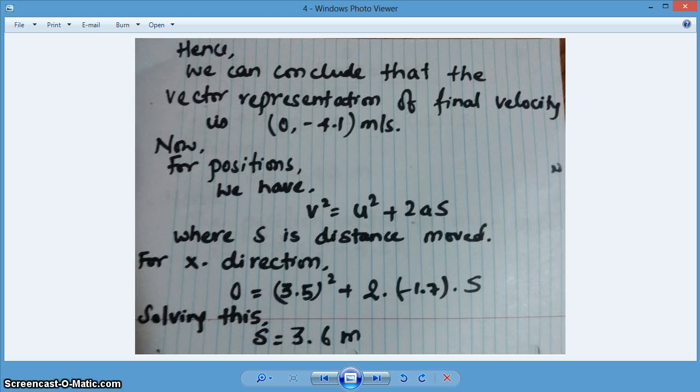Now for positions, we have another Newton's formula, which is v squared equals u squared plus 2as. For those folks who don't know, s is a variable used for the distance moved. As we calculate in the x direction, we have final velocity 0, initial velocity 3.5, plus 2 times acceleration, that's on the x, so we take the x component, which is -1.7, times the distance. Solving this, we get the distance equals 3.6 meters.